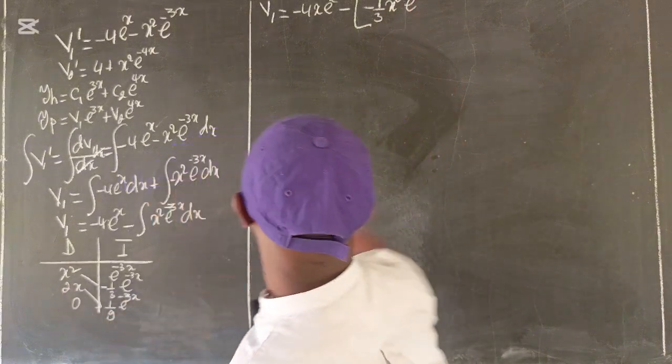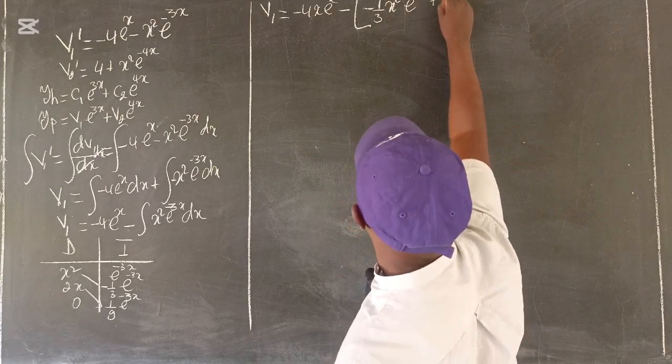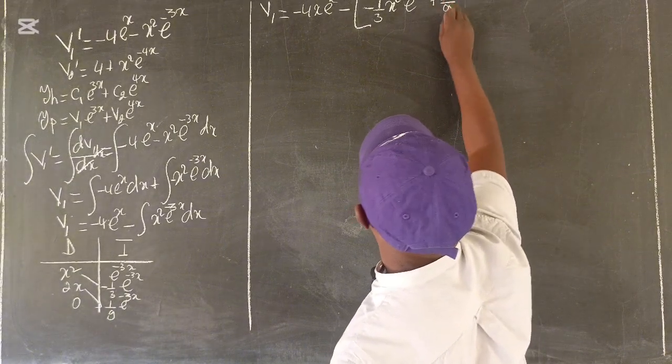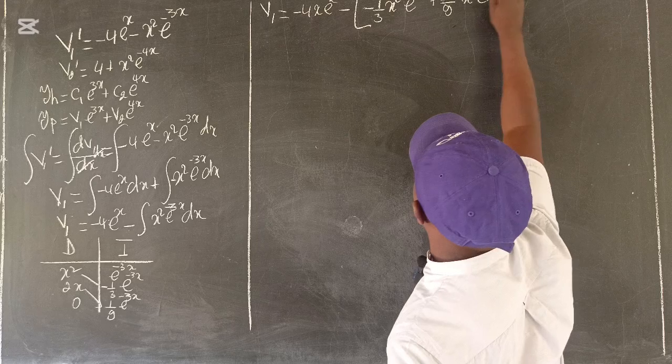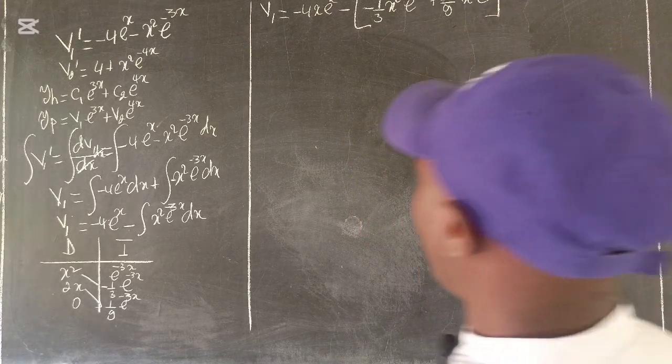This times this is plus 1 over 9, sorry, 2 over 9 times x times exponential of negative 3x. Here is v1 prime.